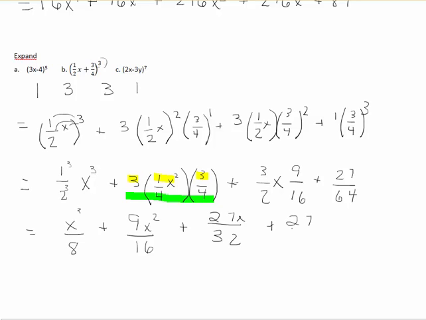plus 27 over 64. Now if there was any reducing that you could do here, you would, but all of our terms are already in lowest terms, so we are done this question. Again, I just did B for you. Please come to class with A and C completed.